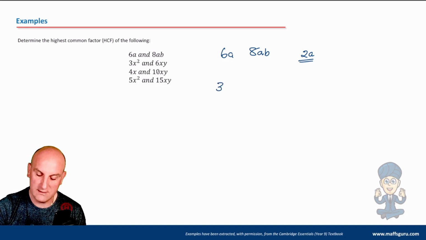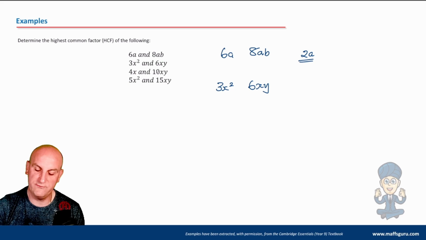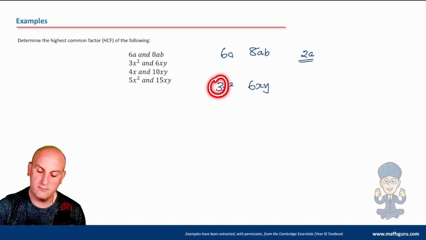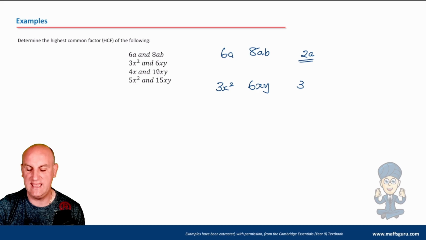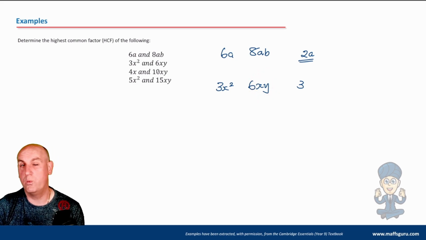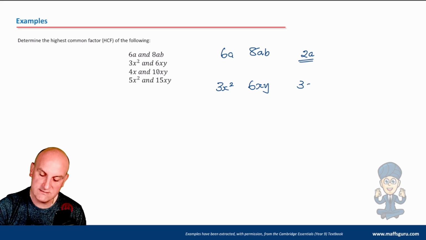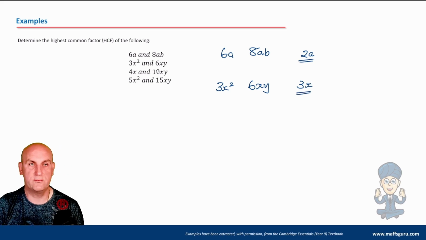What about the next one? I've got 3x squared and 6xy. Right, what's the highest common factor? Look at my numbers first. 3 and 6. 3. What is my highest common factor? I've got x squared. That's x times x. I've got an x times y there. They seem to share just one x. So in which case, my highest common factor there would be 3x.